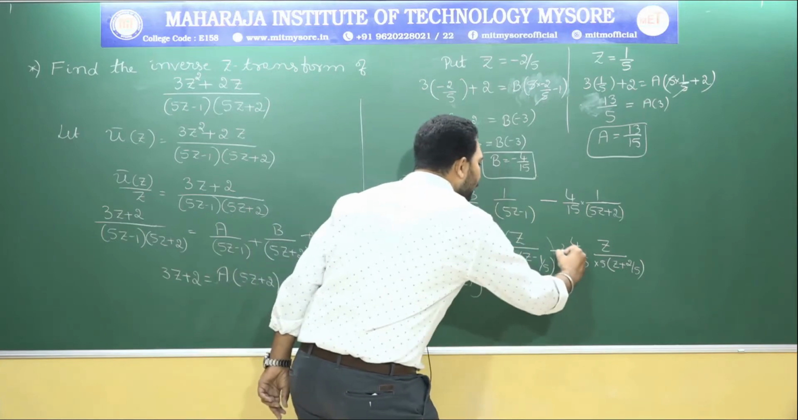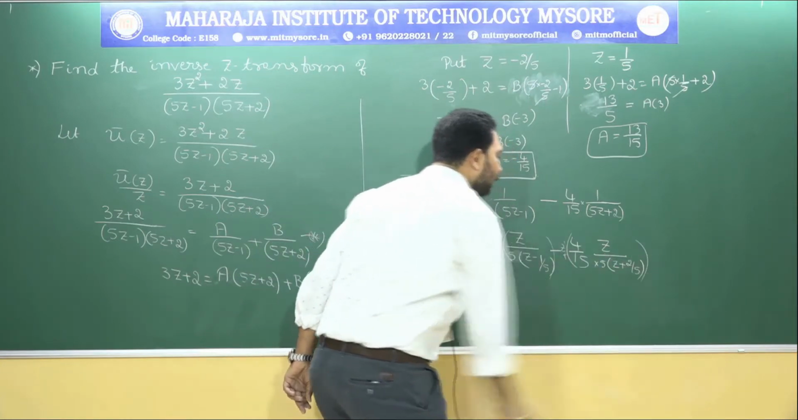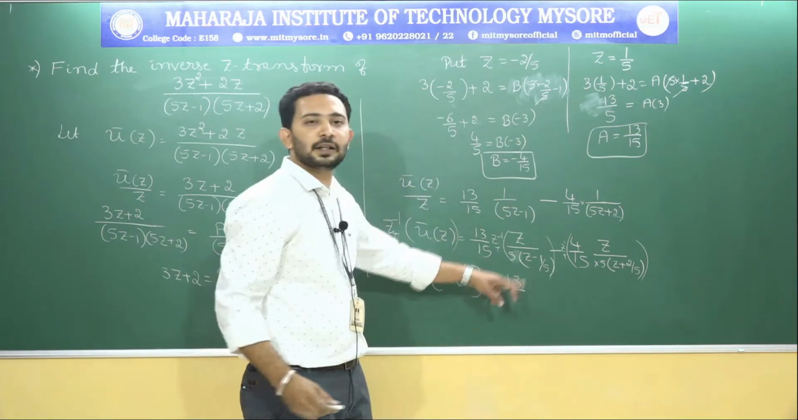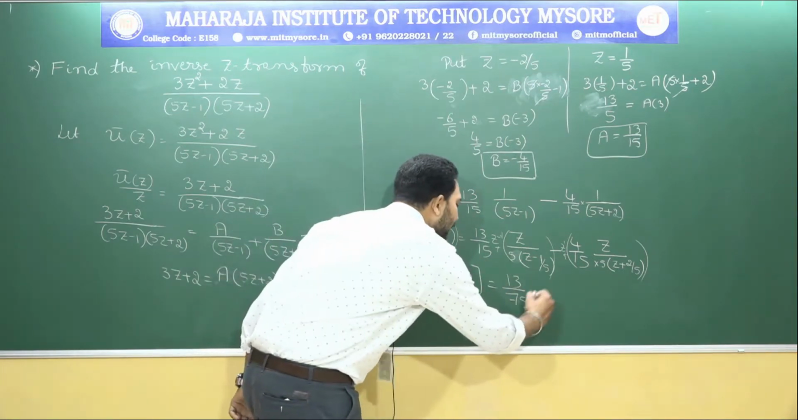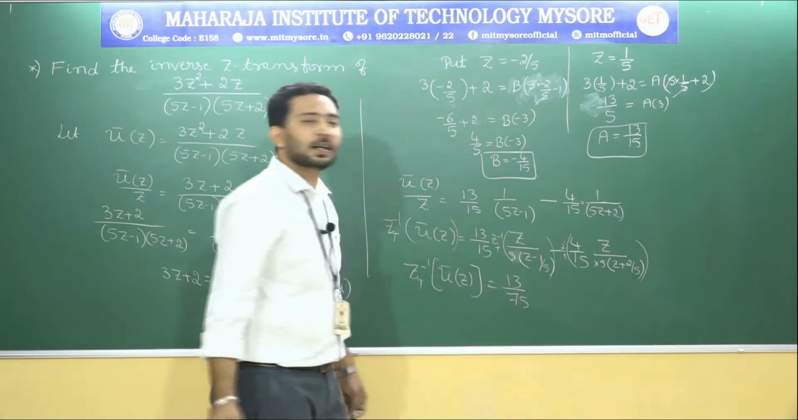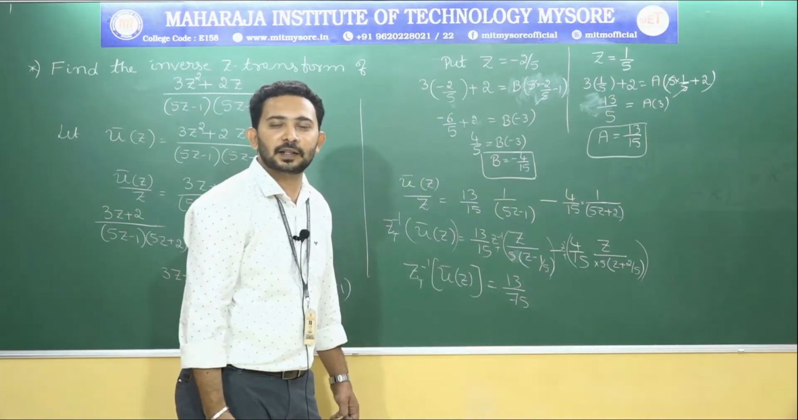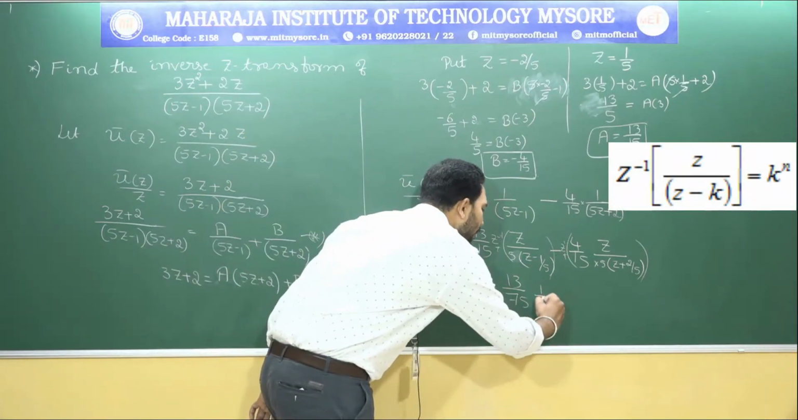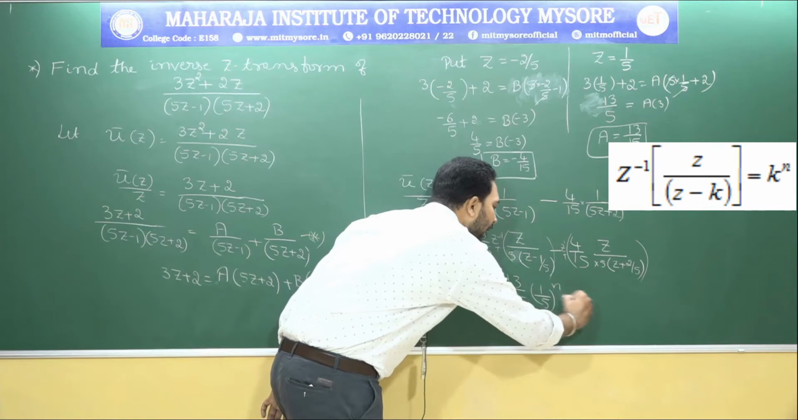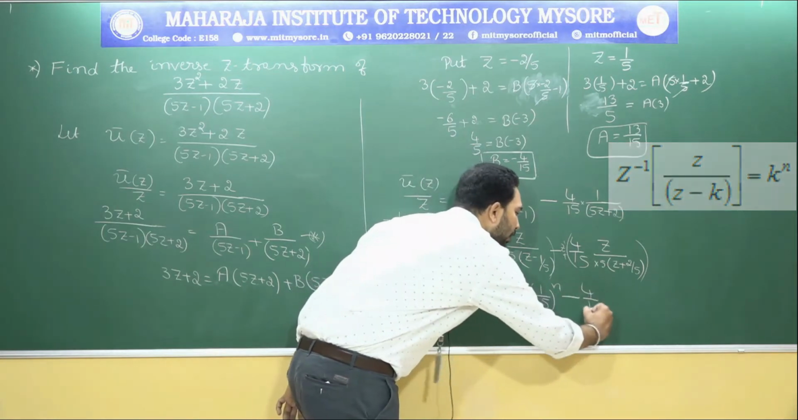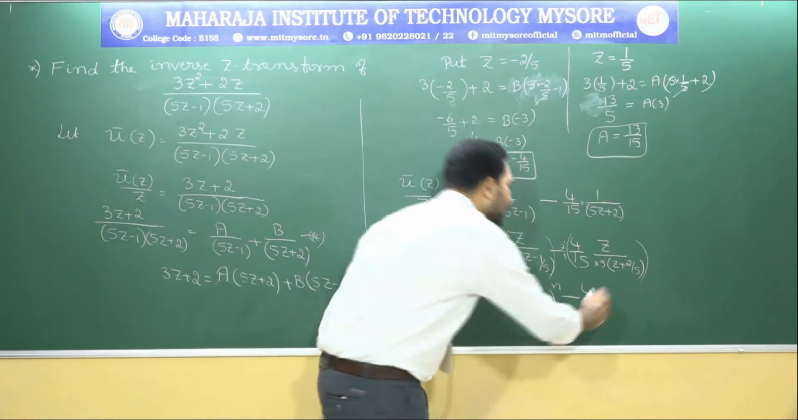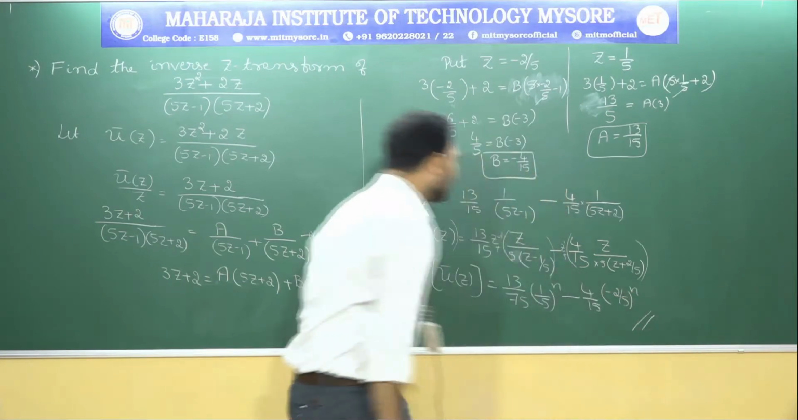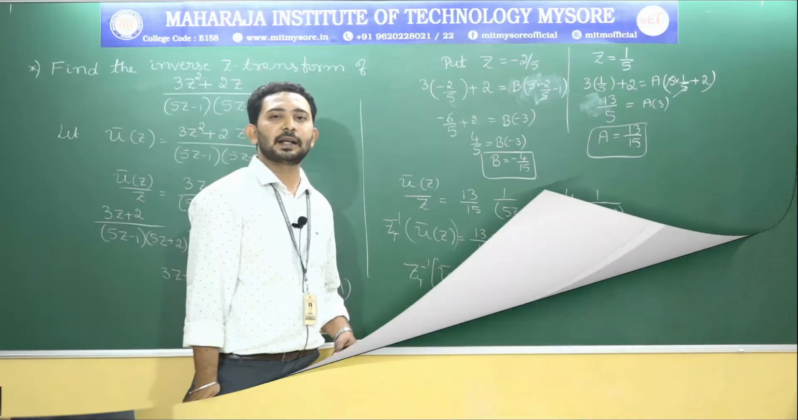So finally z inverse of u bar z equals, if I apply z inverse here, the final answer is 13 by 15 into 1 by 5. So z divided by z minus 1 by 5, it is in the form of z divided by z minus k, k power n, that is 1 by 5 power n, minus 4 by 15 into minus 2 by 5 power n. This is the required result.